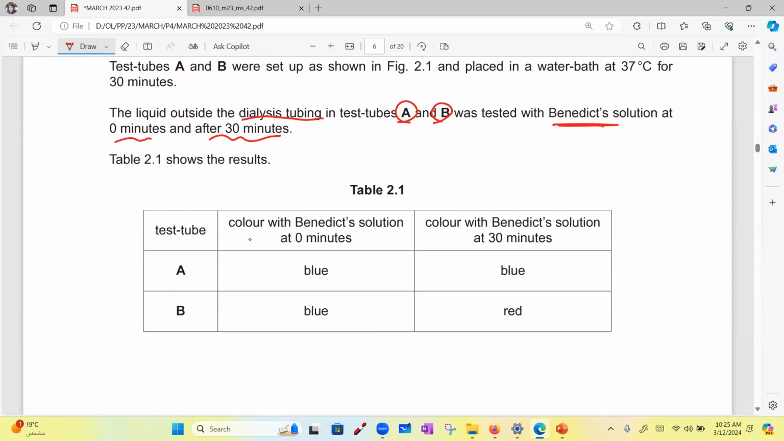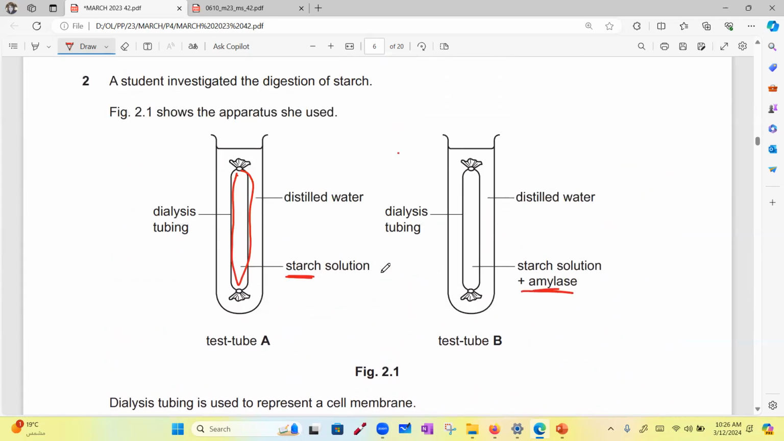After 30 minutes, test tube A remained blue. And after 30 minutes, test tube B changed from blue to red. Can you tell me, Habiba, what happened so that test tube B will give me this result with Benedict? Yes. Why was there a color change? What did the amylase enzyme do? Which reaction?